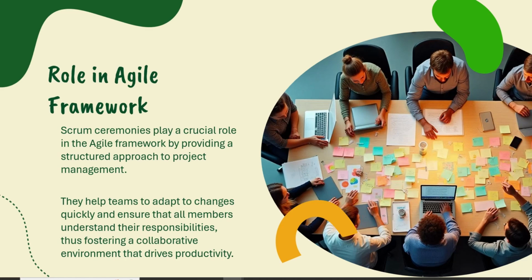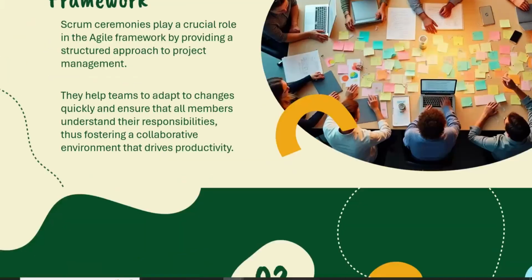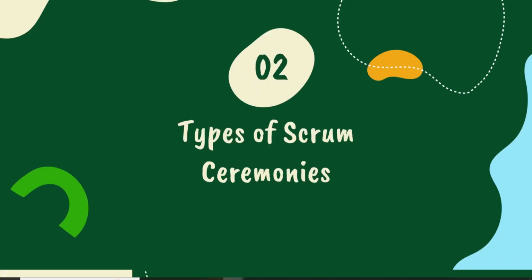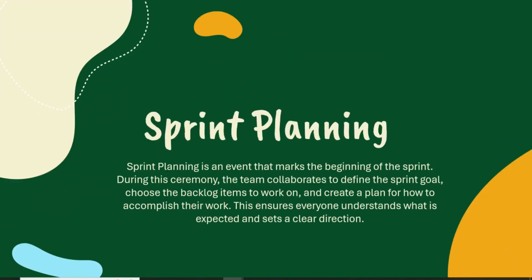It is easy for shippable increments to be worked upon and combined to form the entire project, easier than it is for the entire project to be reworked upon. So let's look at the types of the Scrum ceremonies that we have. We'll begin with the sprint planning.